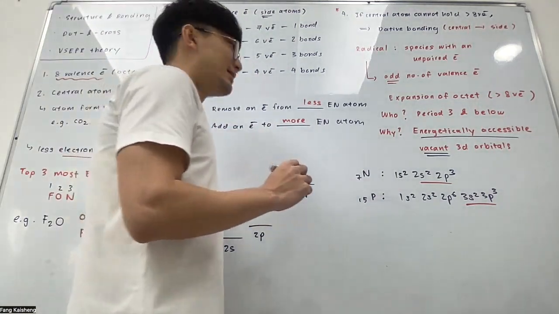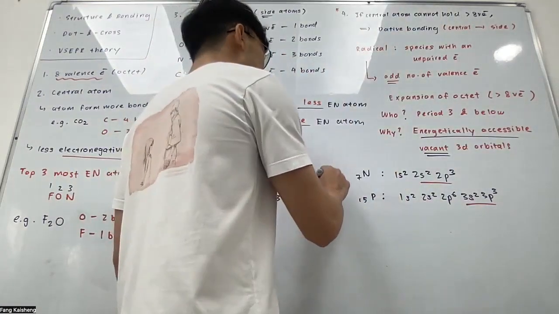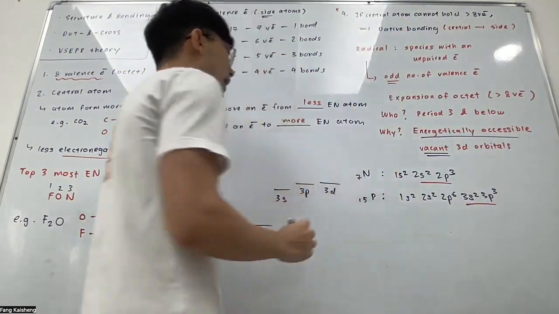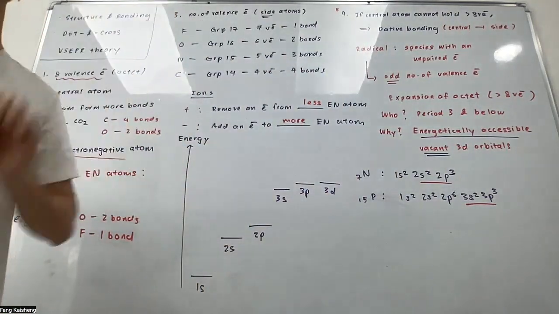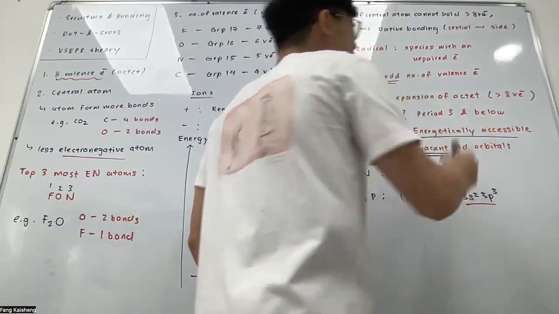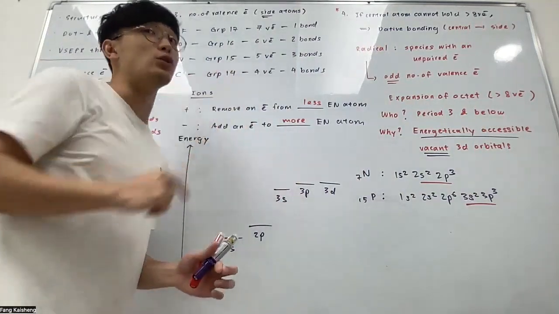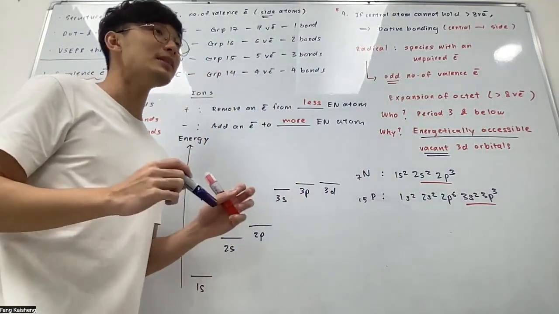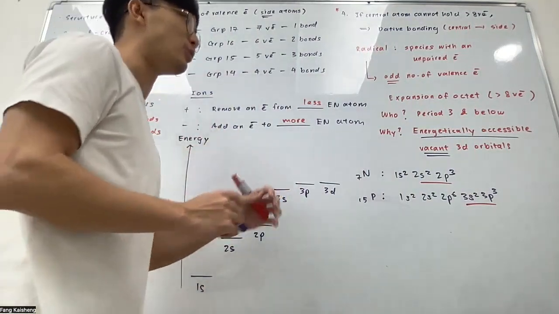Remember, after 3p is technically 4s, right? Let's look at the idea here. If you look at my diagram, my levels are very close to each other. The reason behind that is they are very energetically accessible, which means the energy levels are very, very similar to each other. Does that make sense? Now, if the energy levels are similar to each other, what does this mean? We come back to this.